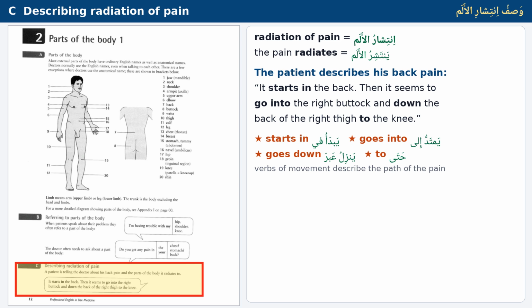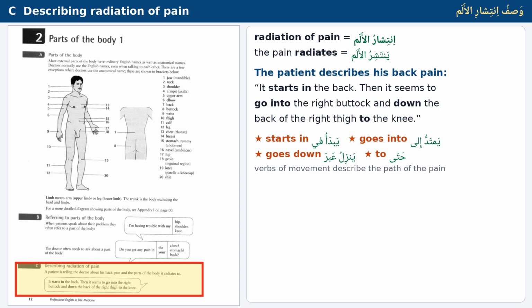Starts in. يبدأ في. The pain starts in the back. Goes into. يمتد إلى. It goes into the buttock. Goes down. ينزل. Down the back of the thigh. And to. حتى. To the knee. These small words, in, into, down, to, describe the path of the pain. Doctors need this description to make a diagnosis.